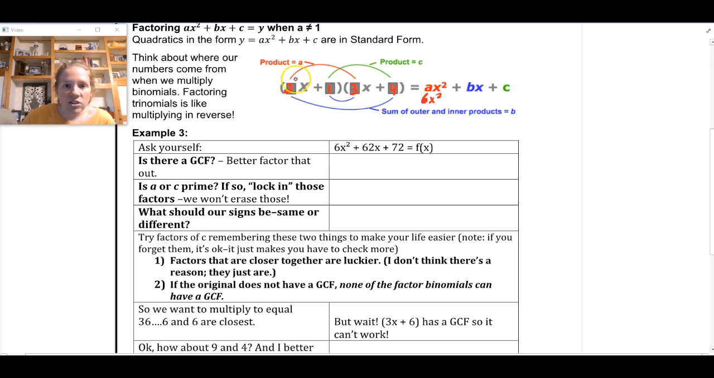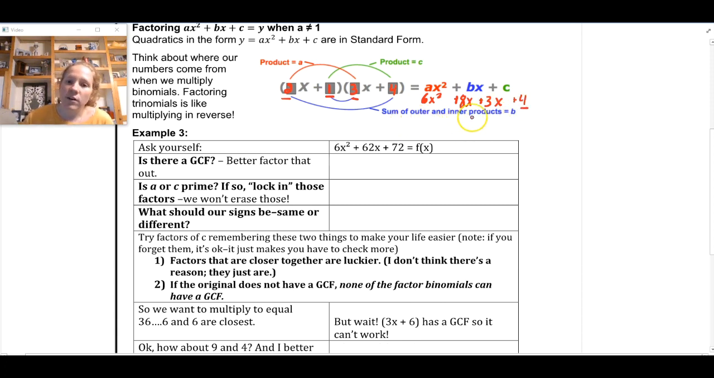Then we would say 2x times 4, and we get an 8x. And then we would say 1 times 3x, and we get a 3x. And then we would say 1 times 4, and that's the 4. So the A comes from multiplying this value times this value. The C is also easy to see. It comes from multiplying this last constant times the other constant.